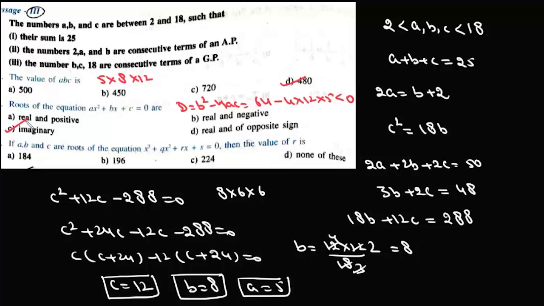So roots are imaginary. And it says if A, B, C are roots of this cubic equation, then find the value of R. Now basically if we write S2 for this equation, then AB plus BC plus CA is equal to R. So this R will be 12 into 8, 96, plus 12 into 5, 60, plus 5 into 8, 40, and there will be 196, and that's your option B. So correct options are D, C and B.